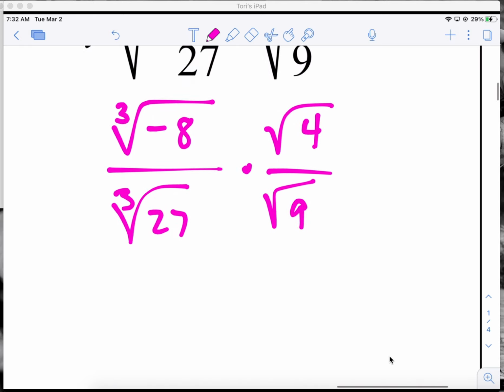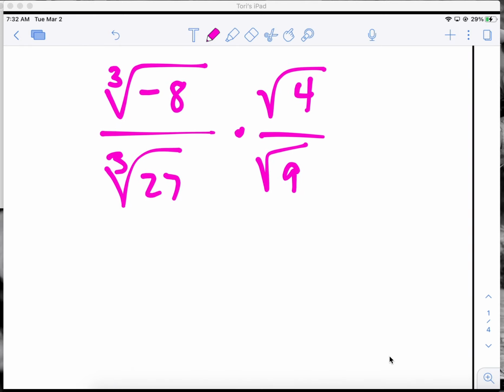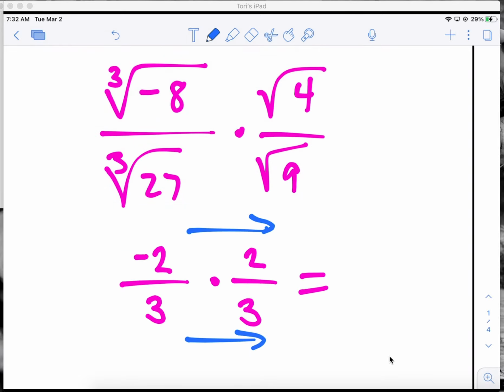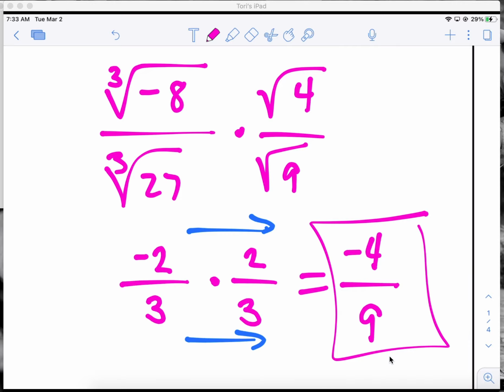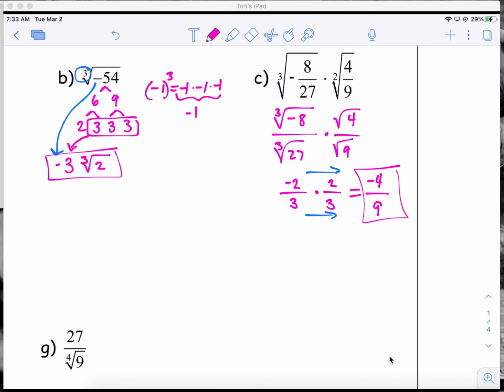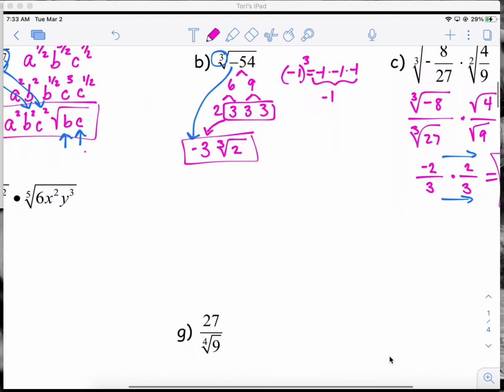Now, this makes my life easier because I can square root and cube root individually those numbers. Cube root of -8 is -2. Cube root of 27 is 3. Square root of 4 is 2. Square root of 9 is 3. And when we multiply fractions, you multiply straight across. So -2 times -2 is -4 across. 3 times 3 is 9, and this is a final answer. Okay? Nothing needed to be rationalized, because the radicals on the bottom simplify to whole numbers. I don't have to edit them.